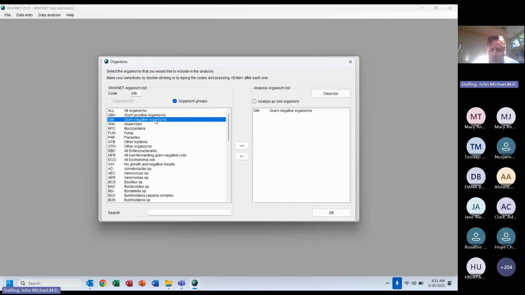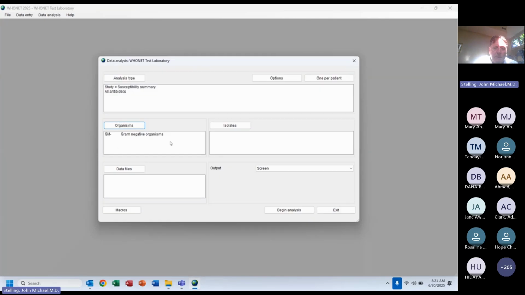So I chose all gram-negatives, and then I can filter out later, and I can delete later in Excel things I don't want. So I want all my gram-negative organisms, or I can do all Antibacteriales, and then I can do the non-fermenters separately. I won't do that now. I'll just do all gram-negative organisms.